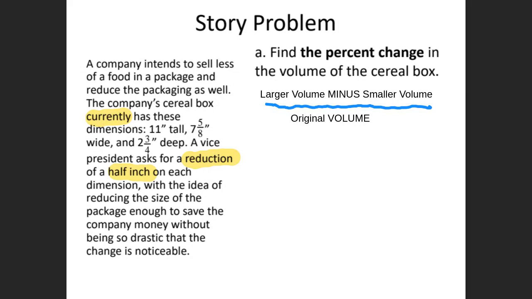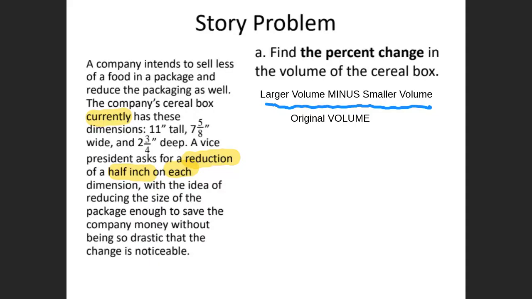Okay, well, we're working with fractions here. A ½ of an inch on each dimension, with the idea of reducing the size of the packaging enough to save the company money without being so drastic that the change is noticeable. And in our day and age, this is actually happening. You're thinking you're getting the same amount of cereal in a box, but they've made the box smaller. So technically, you're not always getting the same volume.